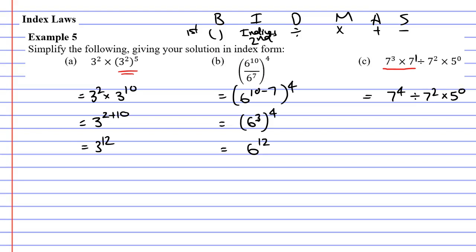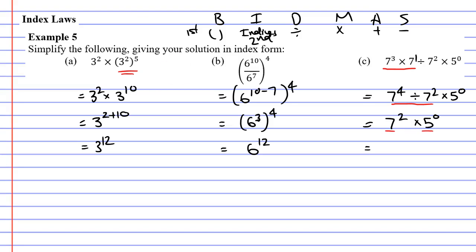And now we'll work on the first two again. Division means subtraction, so we're going to go 4 minus 2 for our powers, giving us 7 to the power of 2, times 5 to the power of 0. And you'll notice that we have base numbers that are not the same. So we can't just add the powers here.